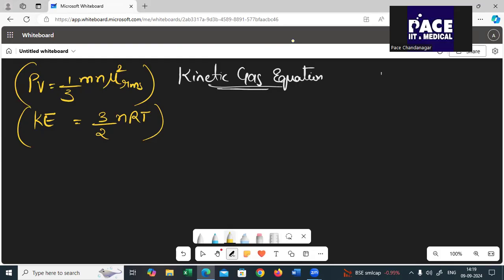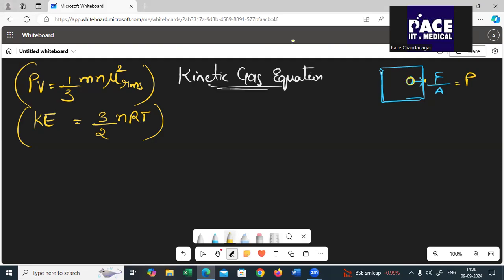Although this will be taught to you in your physics, I am also giving you how to go about the derivation of this. I will be talking about a molecule. Whatever molecule hits the wall of the container exerts some force on the walls, which means force by area. Force by that particular area is nothing but the pressure exerted by this particular molecule.